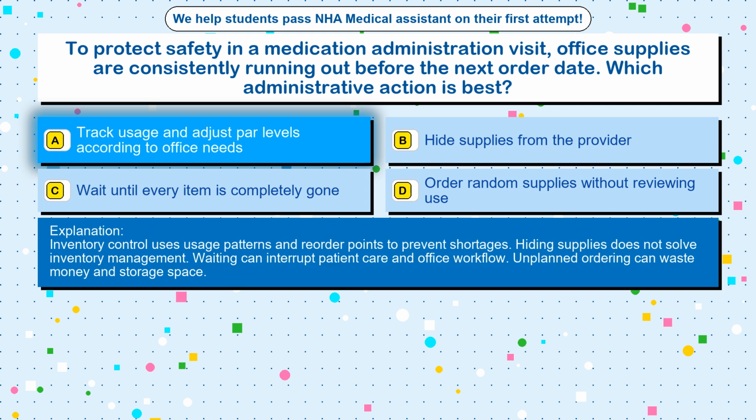Inventory control uses usage patterns and reorder points to prevent shortages. Hiding supplies does not solve inventory management. Waiting can interrupt patient care and office workflow. Unplanned ordering can waste money and storage space.